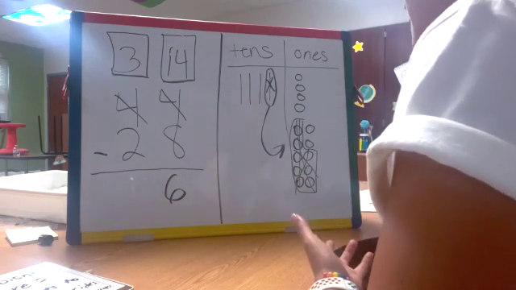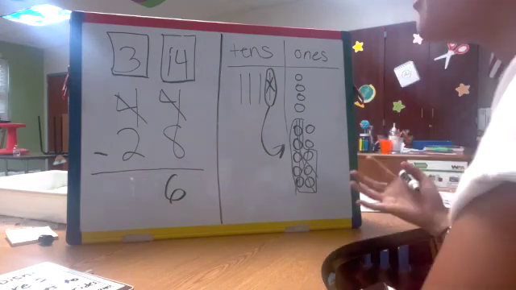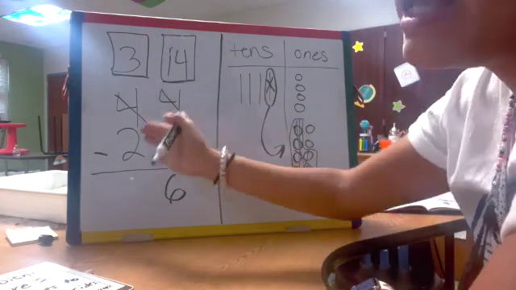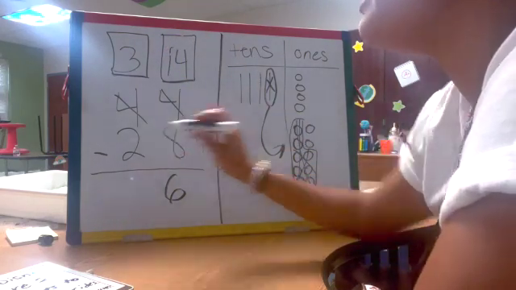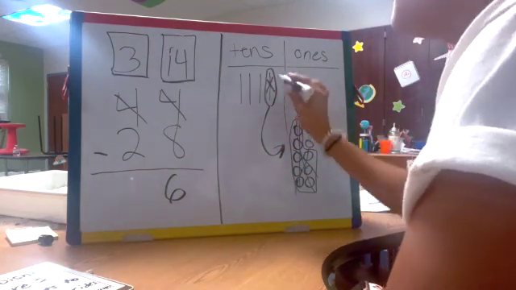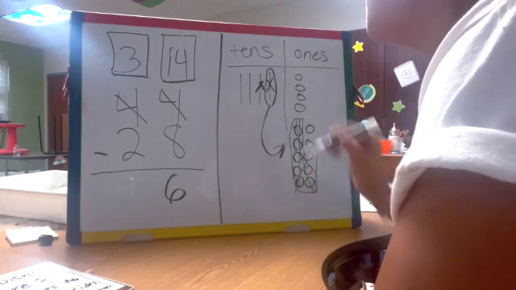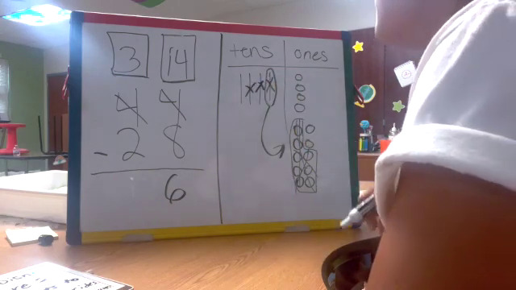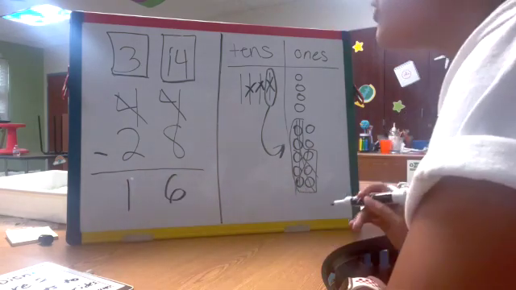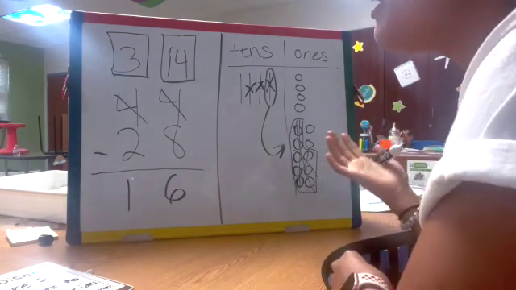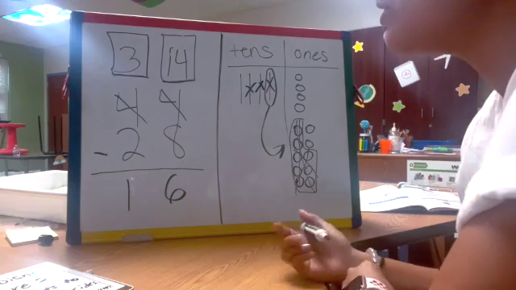Okay, but are we done? No, we still have another step because we need to solve in the tens place. So I have 3 tens minus 2 tens. So I have 3 tens here. I'm going to take away 2, 1, and 2. How many tens are left over? Only 1. So therefore, 44 minus 28 is equal to 16.